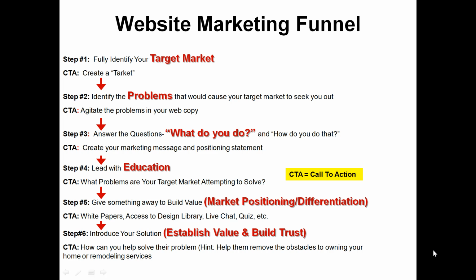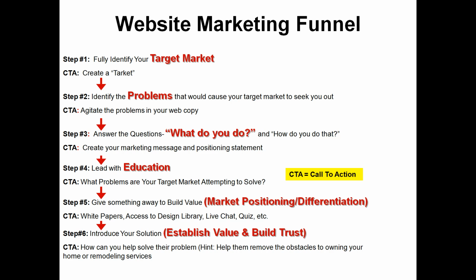So here are the 6 steps for how to do that. Number one, you want to fully identify your target market. Now, the call to action here is create a target. Now, what is a target? A target is simply a singular buying unit of a combination of your target market, demographic, and psychographic profiles. So, in other words, you're going to take all this information from a demographic and psychographic profile and put it into a singular buying unit.